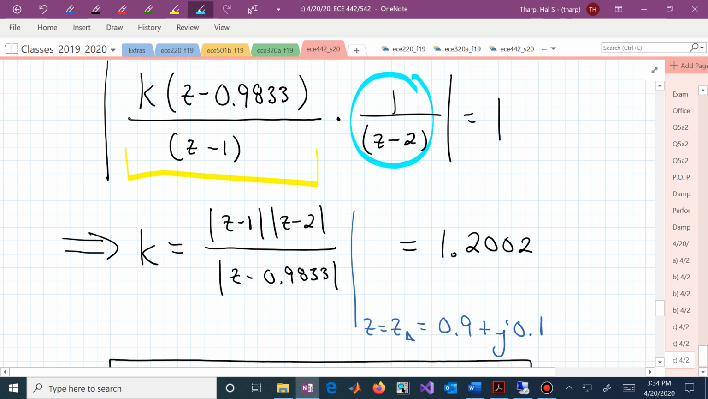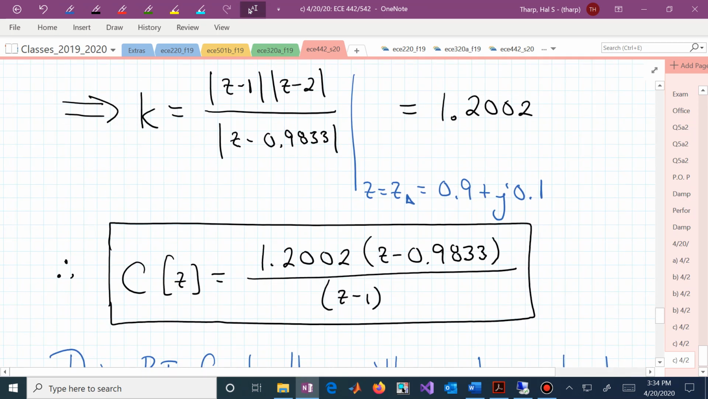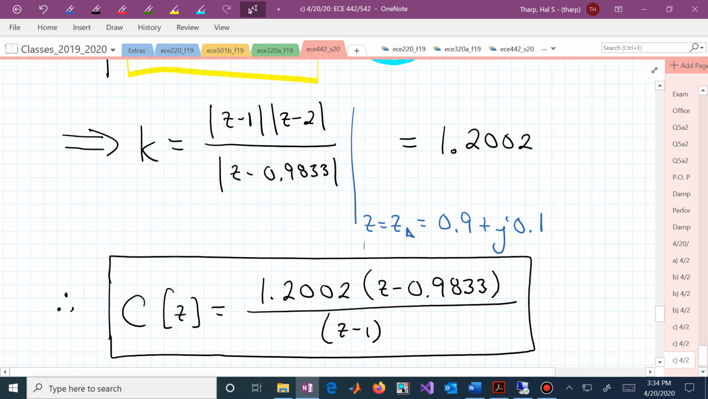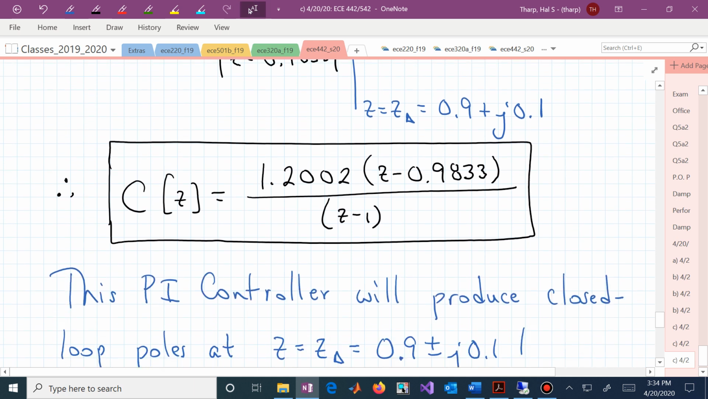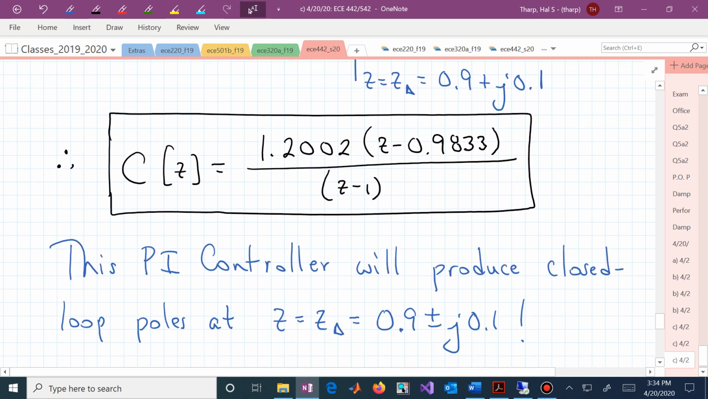And when we do that, we solve for k. We just plug in that complex number for z, take the magnitudes, and we end up with a gain of 1.2. Our PI controller now is 1.2 times z minus 0.983 over z minus 1. That PI controller will actually produce closed loop poles where somebody wanted them, which was at 0.9 plus and minus j 0.1.